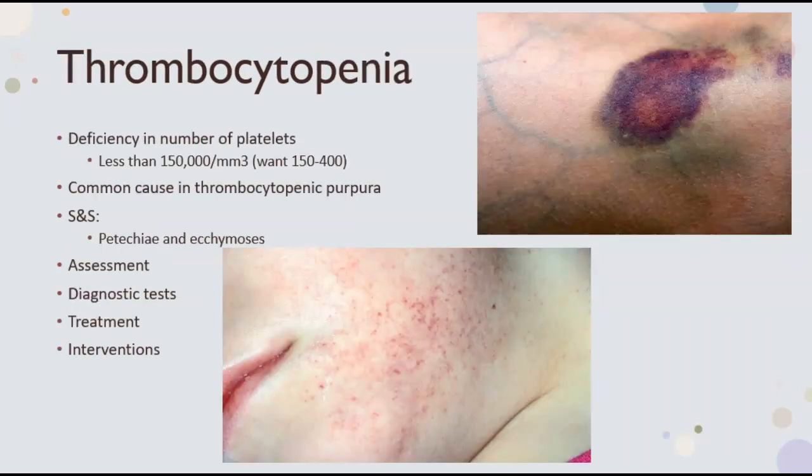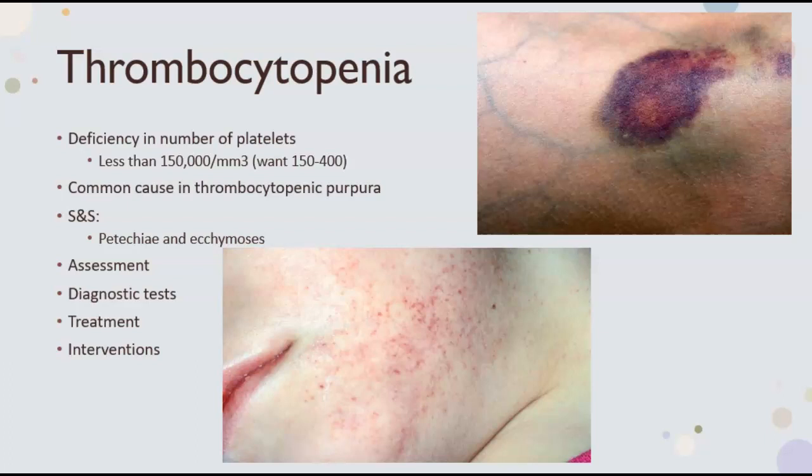Thrombocytopenia. So if we remember, thrombocytes are also known as platelets. So thrombocytopenia is going to be a deficiency in the number of platelets. Usually they will have a count of less than 150,000. And remember, normal platelet count is 150,000 to 400,000. So these patients are going to have less than 150,000.